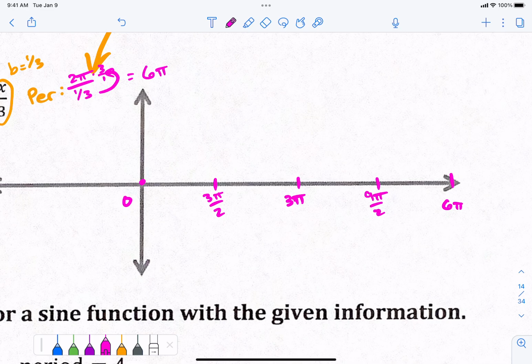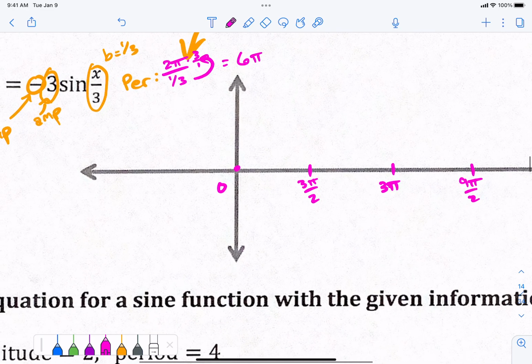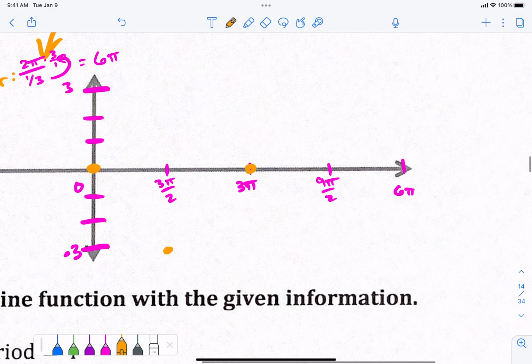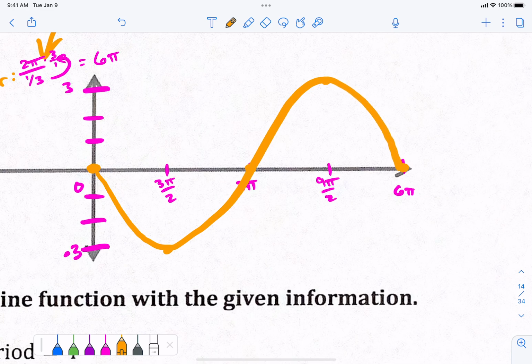Now, the amplitude is 3. 1, 2, 3. So we're going up to 3 and down to negative 3. Does sine start in the middle, or does it start up high? It starts in the middle. But it's going to go down first. It goes down here, back to the middle, up to 3, and back down here. This is what it looks like. That's sine. Are we getting better at this?